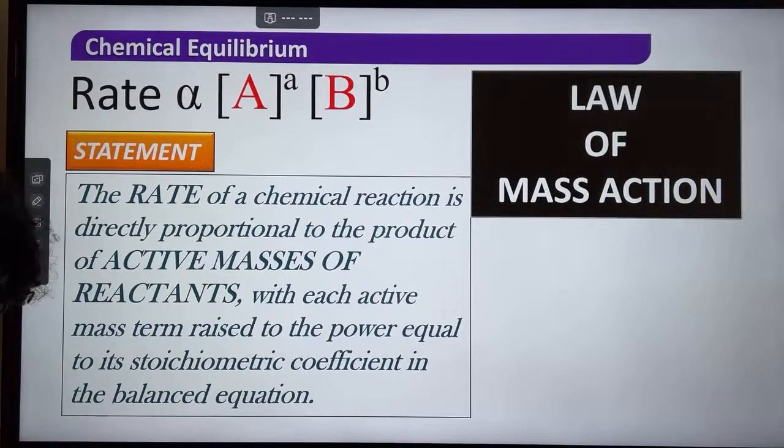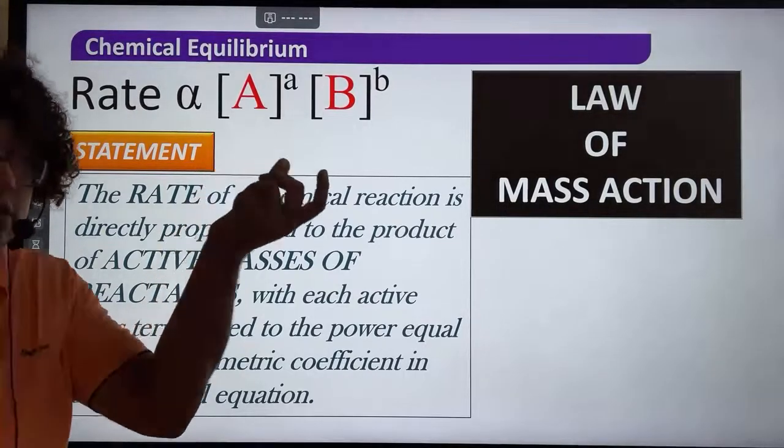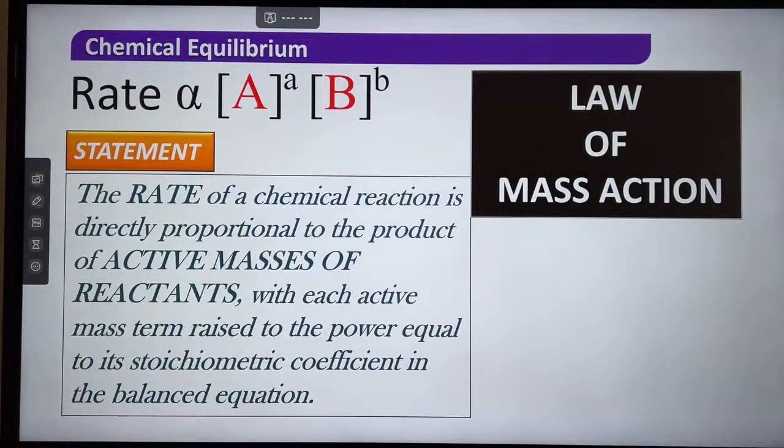Sir, I have a doubt. Yeah? Is there any unit for the rate of reaction? Yeah. So rate is change in concentration per unit time. There will be a power because there is a stoichiometric coefficient. So it will be to the power of that coefficient.